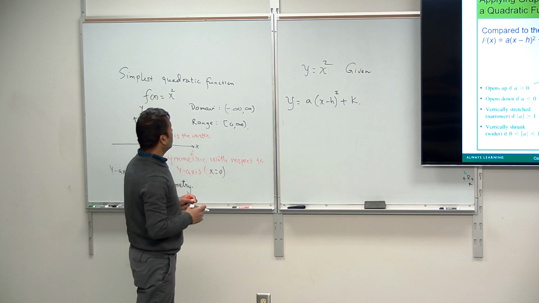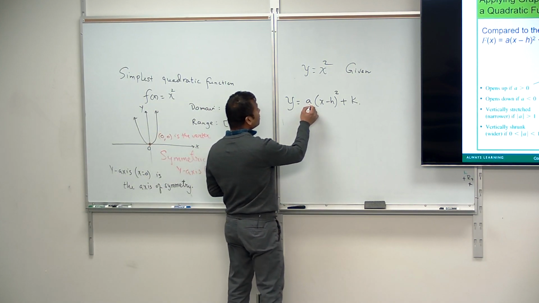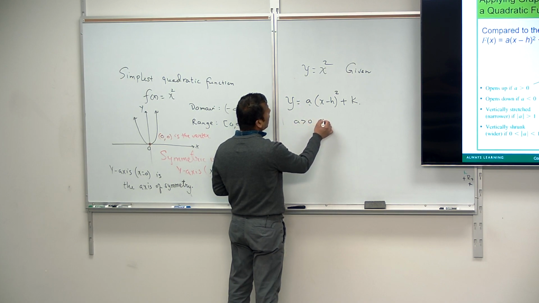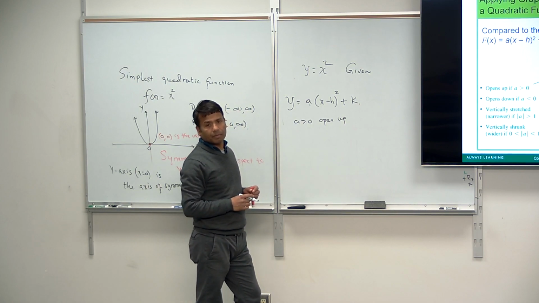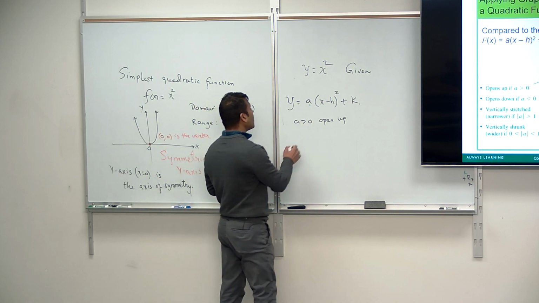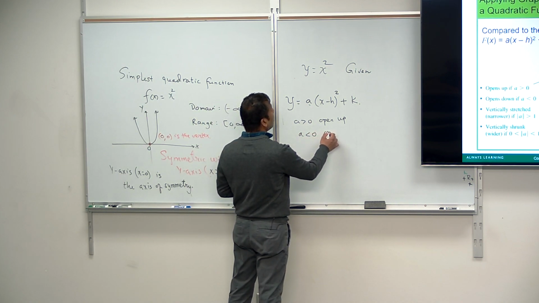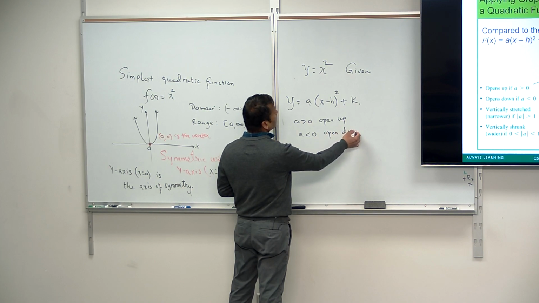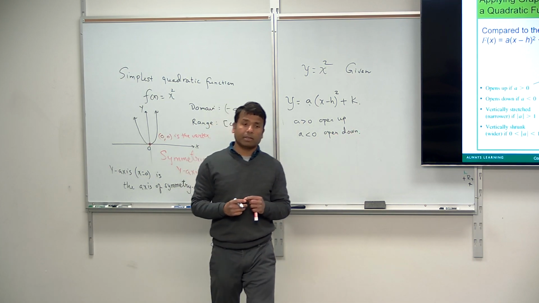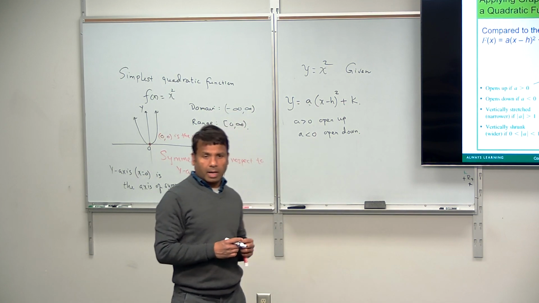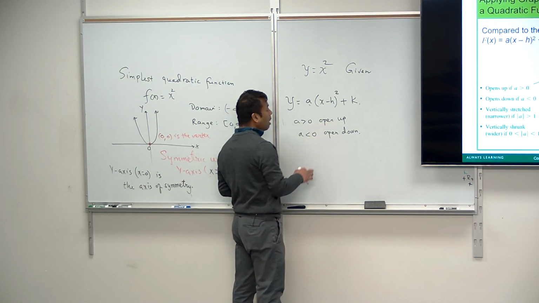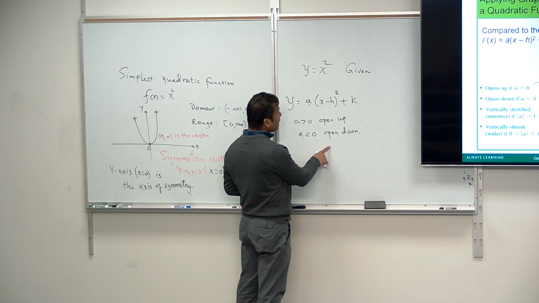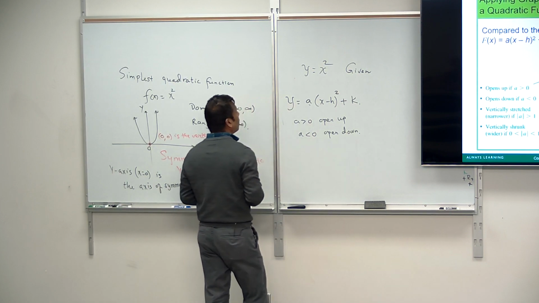So the parabola, if a is positive, the parabola opens up. Are you with me? If a is negative, the parabola opens down. You have to understand this. Right? If a is positive, the parabola opens up, and if a is negative, the parabola opens down.